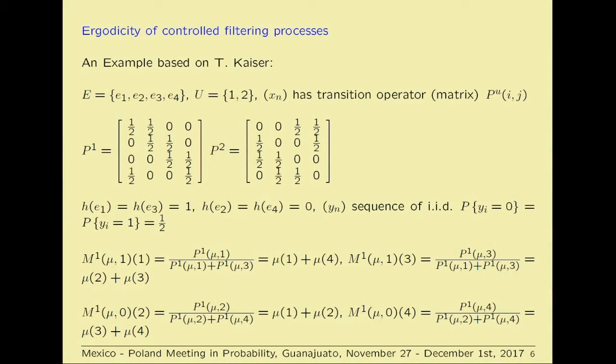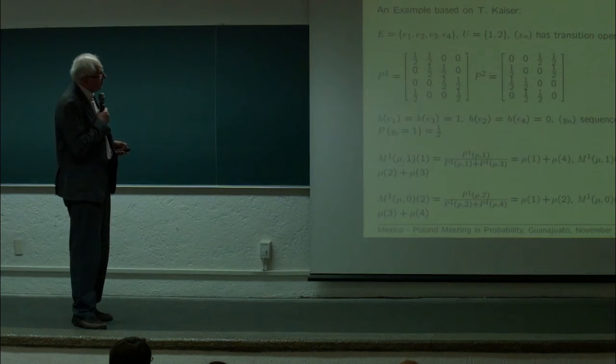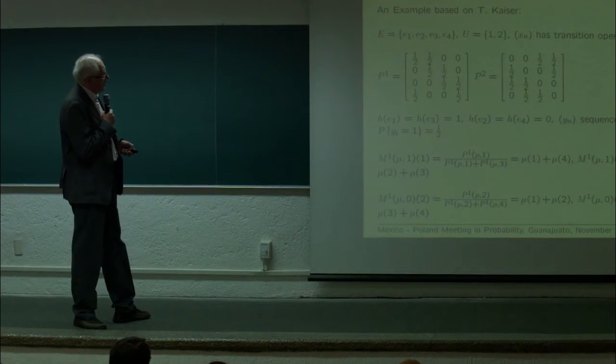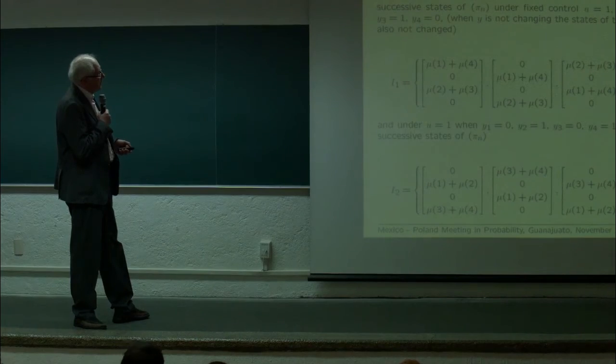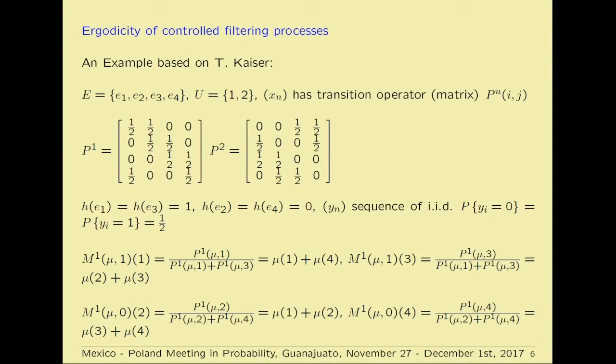But what is the observation? I observe whether the process is in state either E1 or E3, or E2 or E4. I recognize only these two states, but if my observation is 1, I don't know whether this is E1 or E3. And if my observation is equal to 0, I don't know whether it's E2 or E4. And one can show that my observation Y is a sequence of i.i.d. variables, with probability 1/2. And then we can just construct the filtering process.